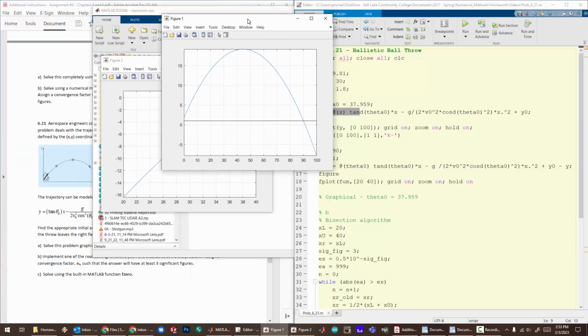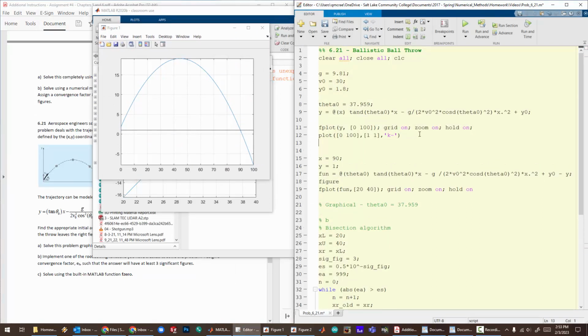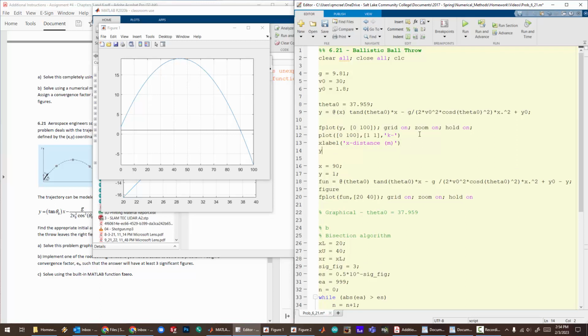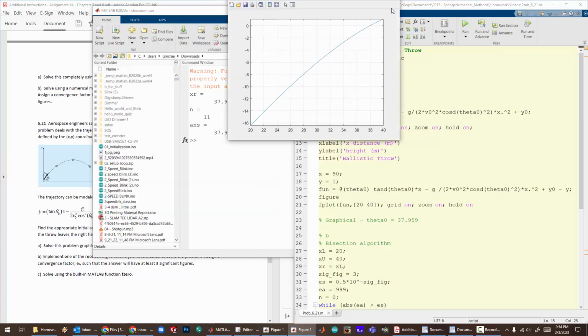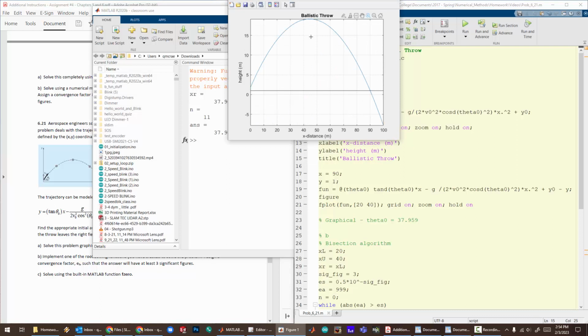Now, kind of under the unimportant category, let's play with this just for a second. Let's do an x label: x distance in meters. Y label: height in meters. And the title is: this is the ballistic throw. Okay, so run that. Move this. I'm just going to close this. So there we go. There's the nice little thing.